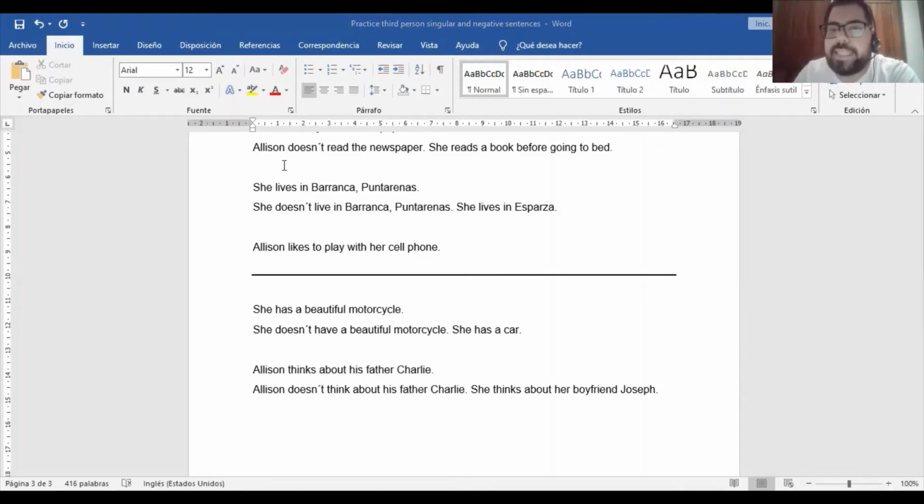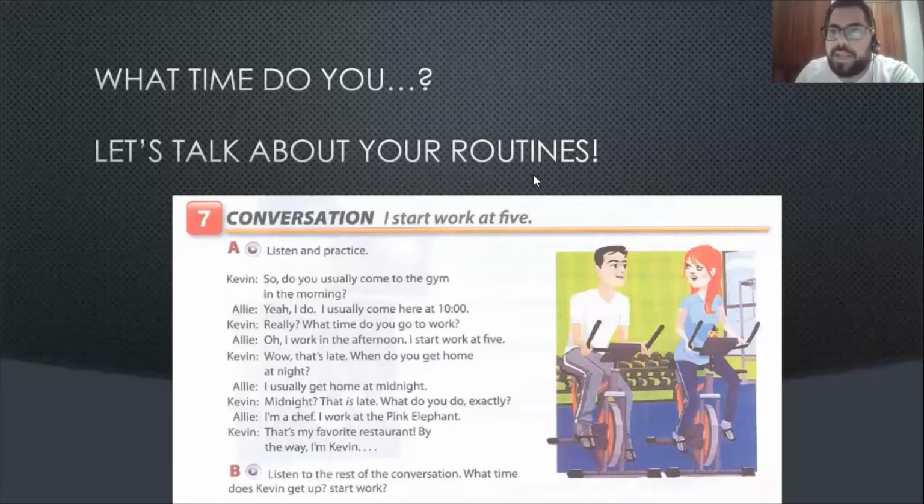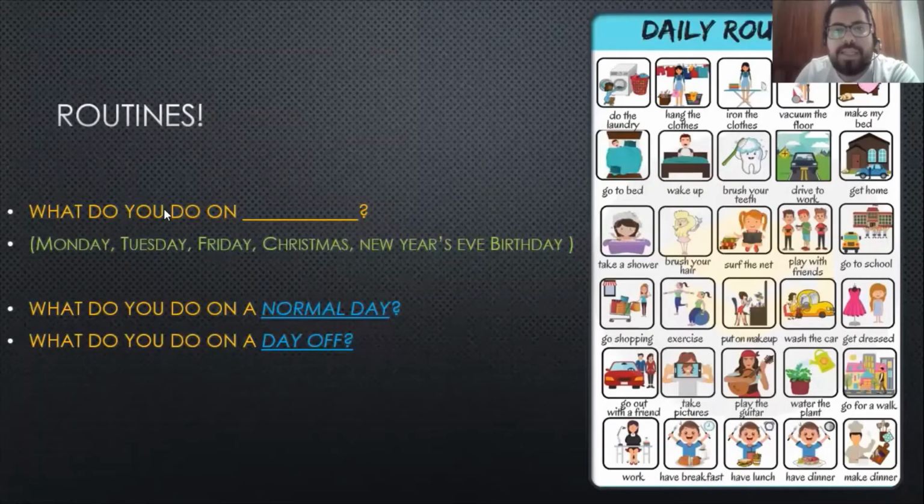Now, guys, let's continue with what we were analyzing the last class, okay? Let's continue over there. This is what we were analyzing or starting the last class. Look at this. We're talking about the routines. Routines, guys. What are routines, guys?